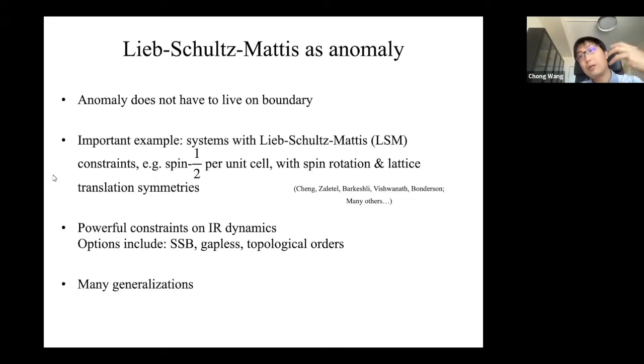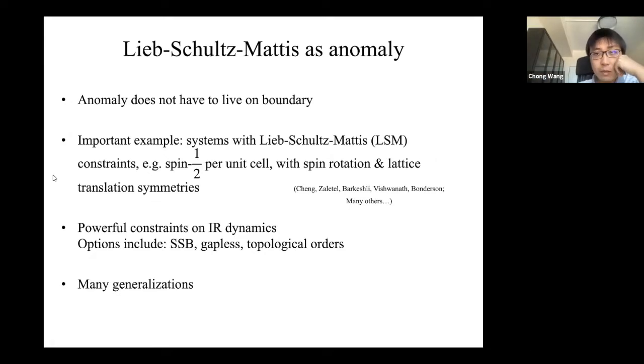Still within the realm of quantum many-body physics, there is a place where a quantum anomaly arises quite naturally. That's in systems where you have Lieb-Schultz-Mattis type constraints. Let me be concrete. The specific examples you can think of are spin systems. Let's say you consider a lattice of spins, where you have lattice translation symmetry, and within each unit cell, you have some spin-half moments, or more generally, some half-integer spin. Let's say you have spin rotation symmetry, SO(3).